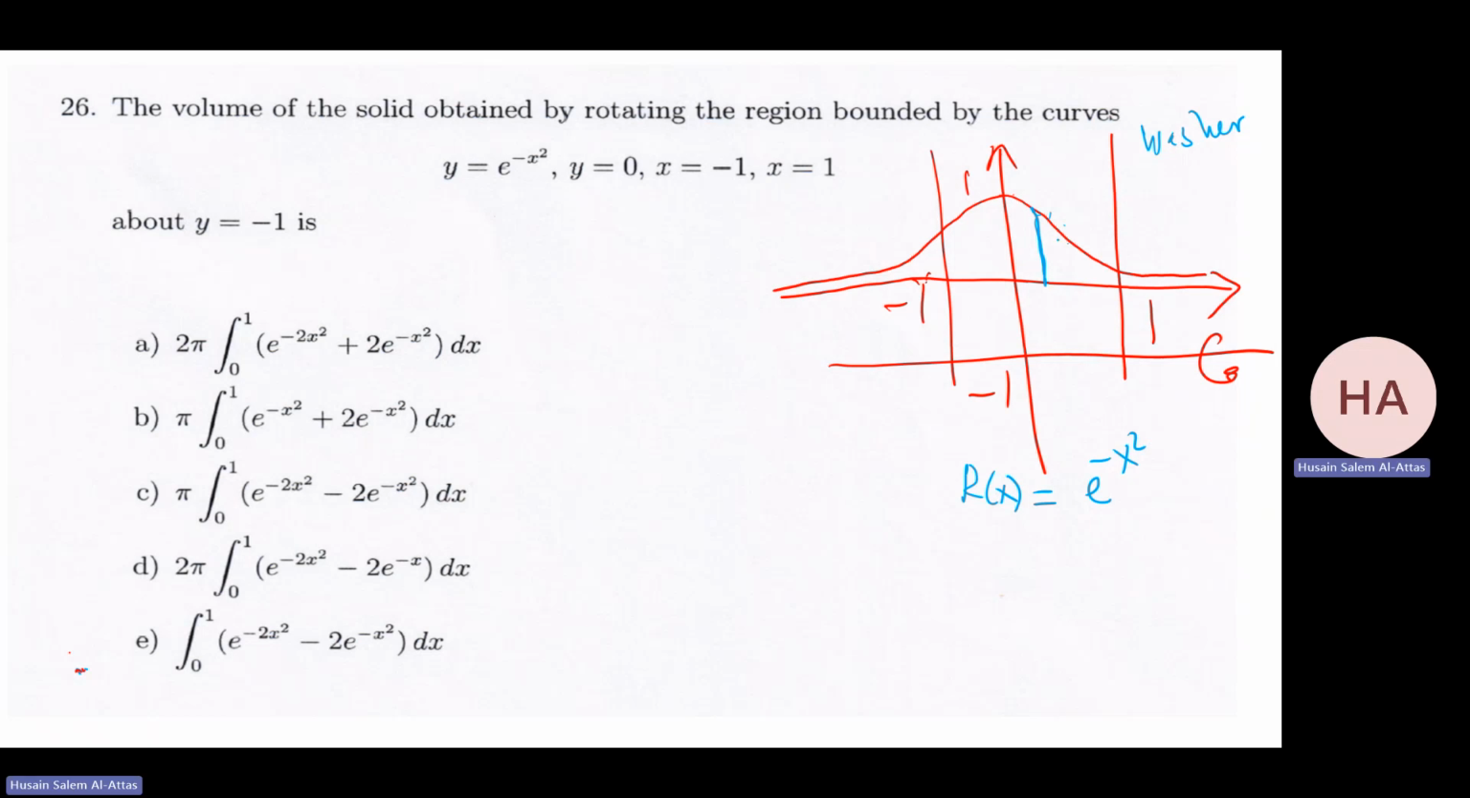Plus 1, huh? It will be this bigger one minus the small one, as we did before. So big R of x minus 1, which is 1 plus e to the minus x squared, and small r of x will be 0 minus 1, which is 1. Okay.